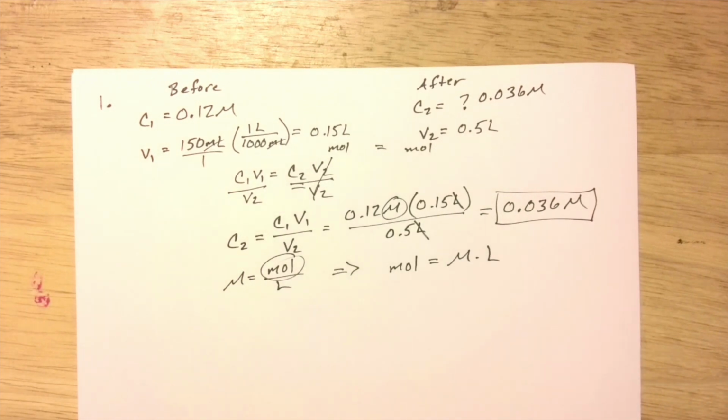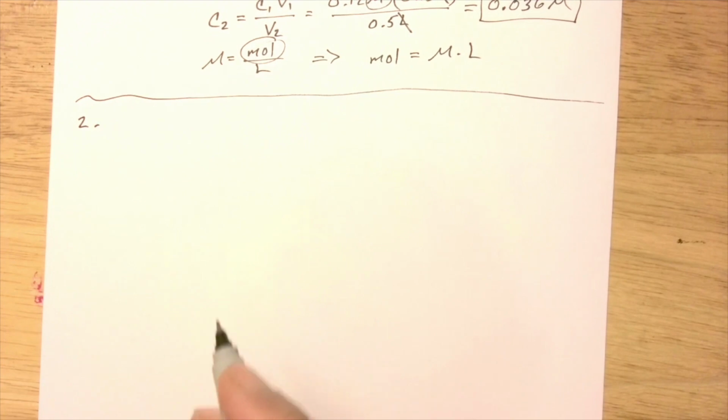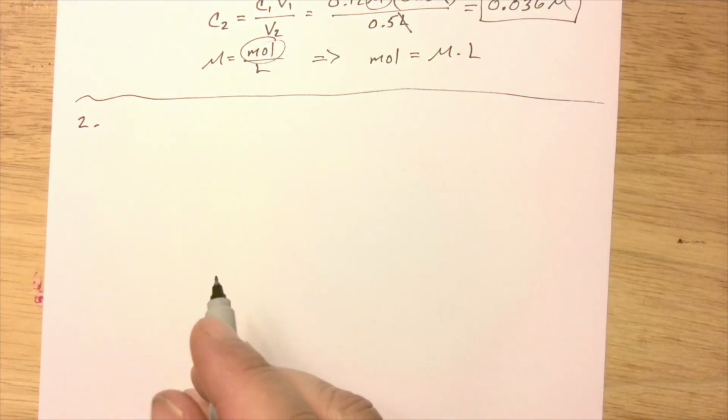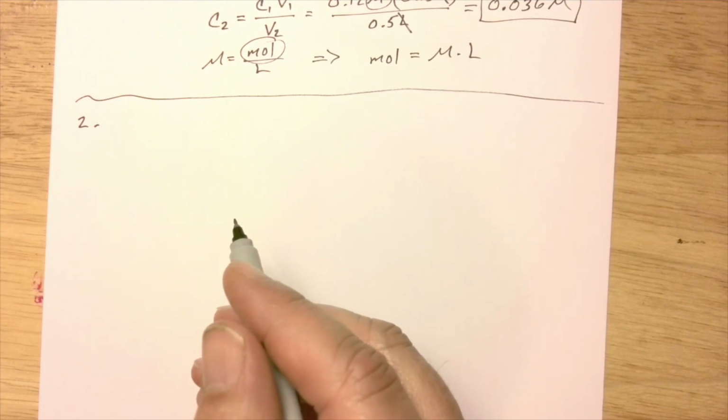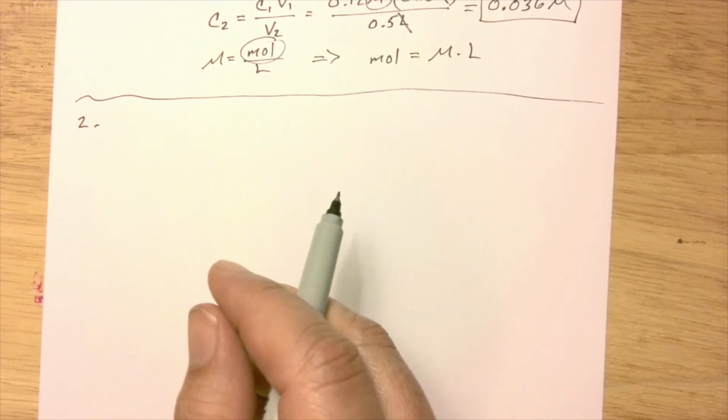So let's go ahead and move on to the next question. Number 2. You need 250 milliliters of a 0.2 molar sodium chloride, but the only supply of sodium chloride you have is a solution of 1 molar sodium chloride. Calculate the volume you must dilute the stock solution. All right, you need 250 milliliters of a 0.2 molar sodium chloride, and what you have is a 1 molar sodium chloride solution.